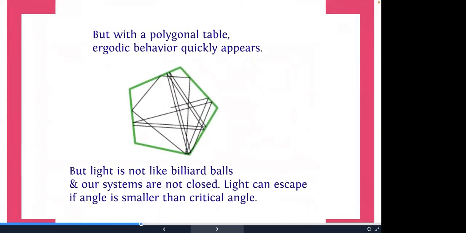So compared to the rectangular table, if you had a polygonal table, ergodic behavior very quickly appears. In other words, if light bounces around a couple of times, it's all more or less random. That's the idea. Of course, there's a big difference between what we've been talking about here and the case of the solar cell, because light is not like billiard balls, because it can, of course, have total internal reflection and refraction. The billiard balls don't refract, obviously. And the systems are not closed. Here, the balls are essentially enclosed within the table, but light can escape by refraction if its angle is smaller than the critical angle, as we all know.